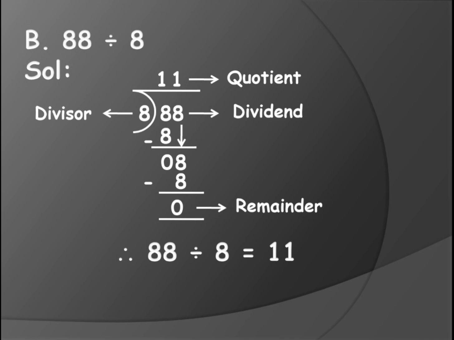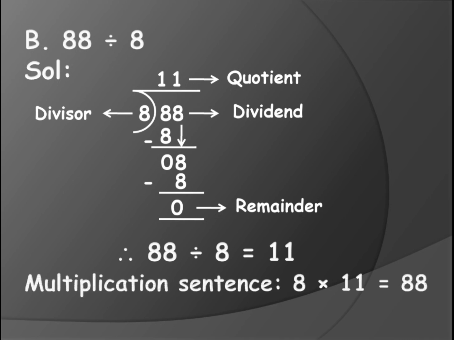Now we have to write the multiplication sentence, isn't it? So 8 into 11 is equal to 88. That is your multiplication sentence. 8 11s are 88. Okay, you already know how to write the multiplication sentence, isn't it, children? In the previous block we have learned. Yes, so in the same way you will write the multiplication sentence.